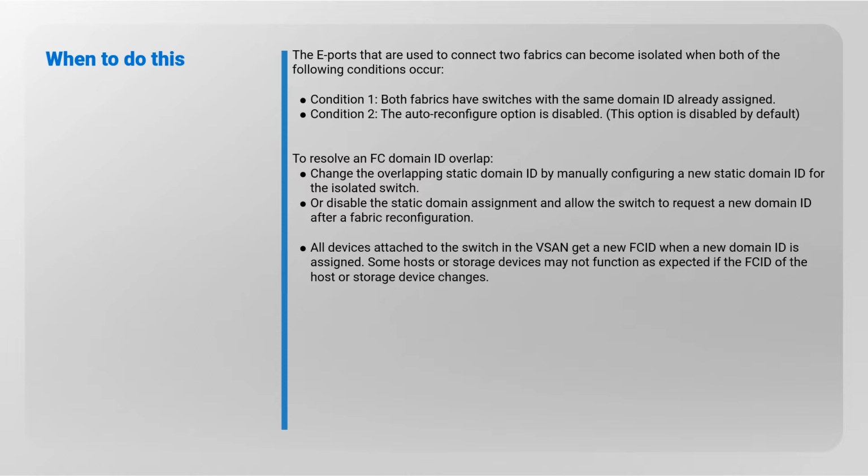To resolve an FC domain ID overlap, change the overlapping static domain ID by manually configuring a new static domain ID for the isolated switch, or disable the static domain assignment and allow the switch to request a new domain ID after a fabric reconfiguration. All devices attached to the switch in the vSAN get a new FC ID when a new domain ID is assigned. Some hosts or storage devices may not function as expected if the FC ID of the host or storage device changes.